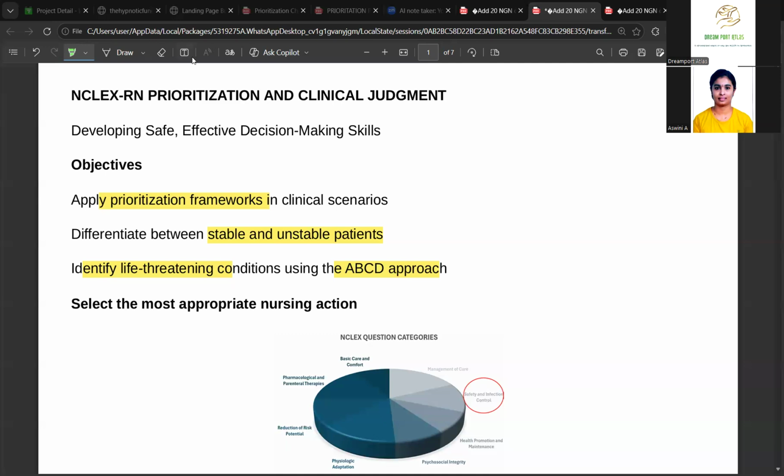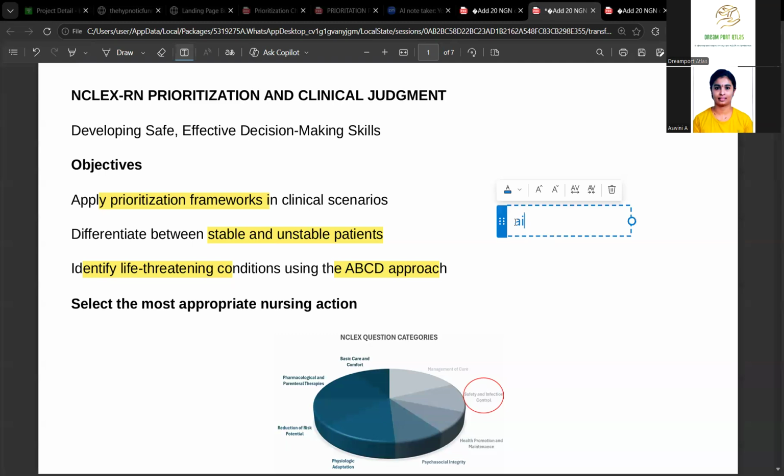So how can we prioritize? By using the ABCD approach. ABCD means, can you please tell me? Airway, breathing, circulation, then the last one, D. D means disability. Okay. Disability. These are the areas we need to focus on when prioritizing a patient's symptoms, needs and care.